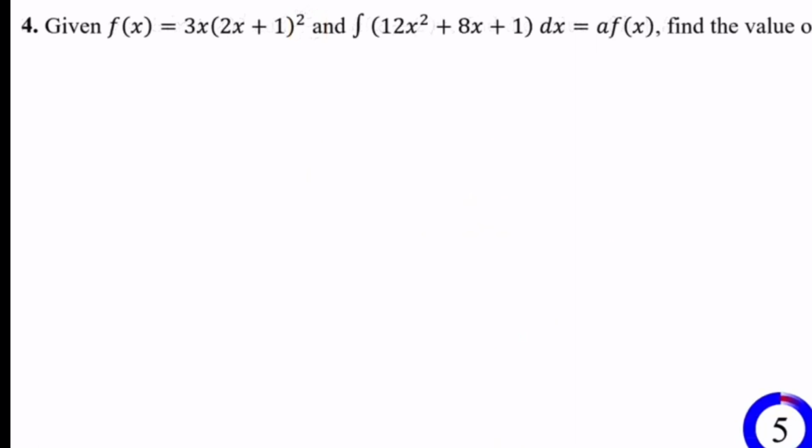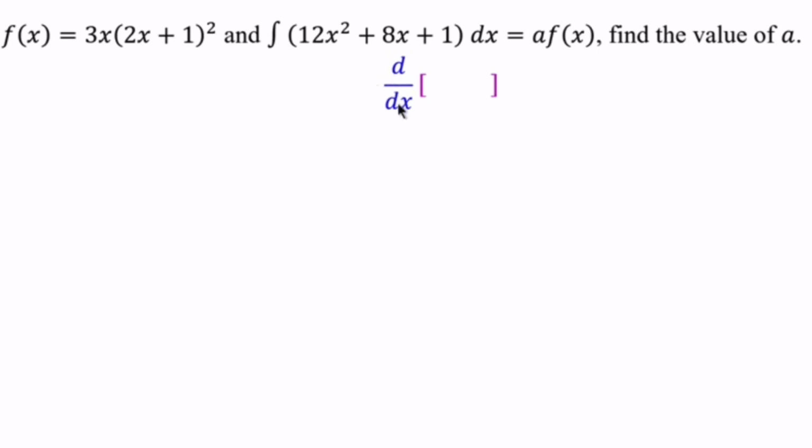Given f(x) equal to 3x times (2x plus 1) to the power of 2 and the integral of 12x squared plus 8x plus 1 dx is equal to a times f(x). Let's apply the concept. Integrating dy dx will give us y. So that means this is y. So y is a times f(x), and the differentiation of y is actually this one. This is dy dx.